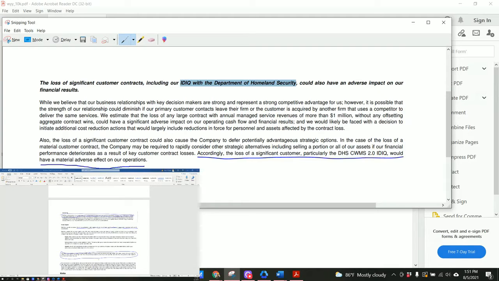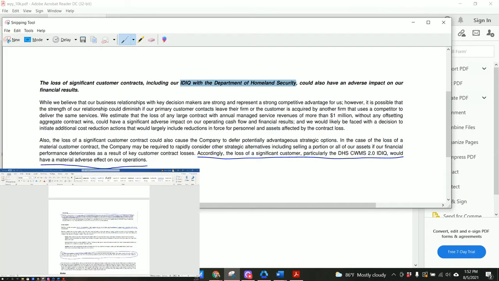If they lose this, it doesn't say, most of the time you'll see on here could or would or should have a material adverse effect on our operations. They say here, accordingly, the loss of a significant customer, particularly the DHS CWMS 2.0 IDIQ contract, I'm adding that, would have a material adverse effect on our operations. So we'd want to watch for that.